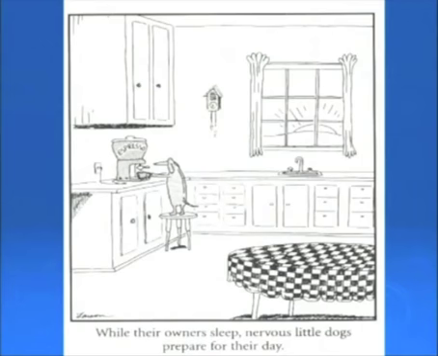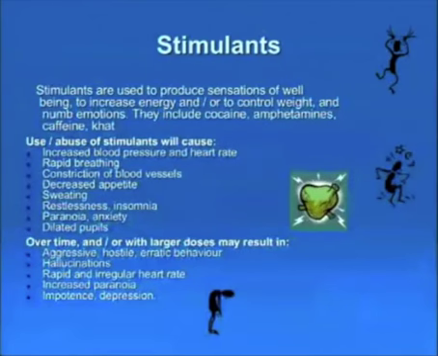While their owners sleep, nervous little dogs prepare for their day by drinking espresso. If you're going to bark all day long, you probably want to have some caffeine on board, because that's what nervous little dogs need to just keep on going. So if you look at stimulant drugs, they tend to fit well together as a group.